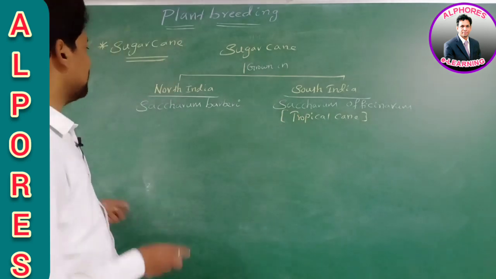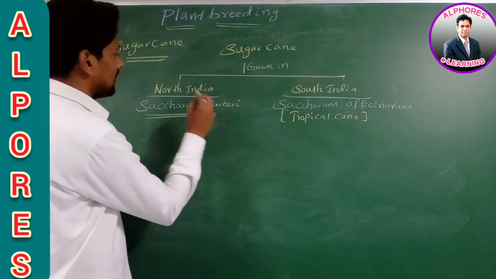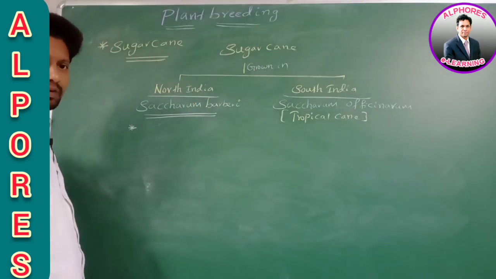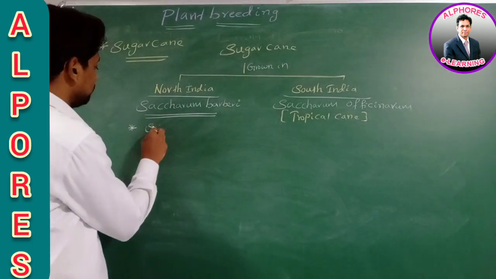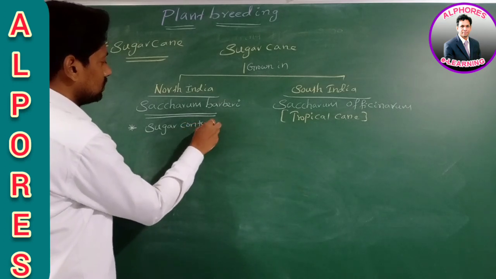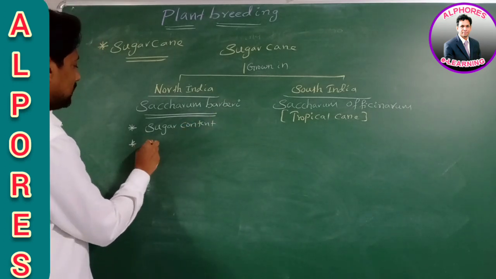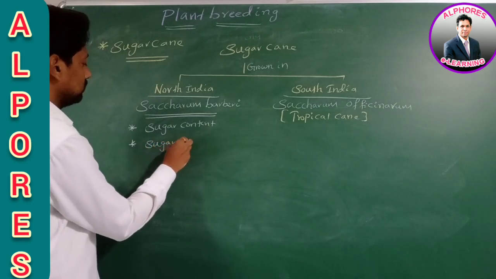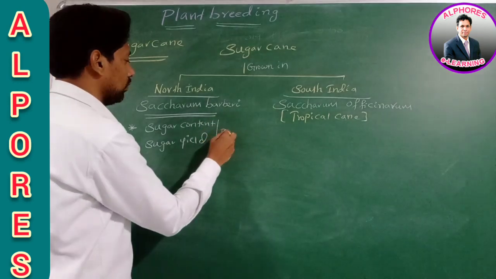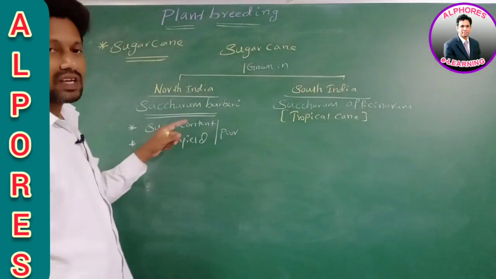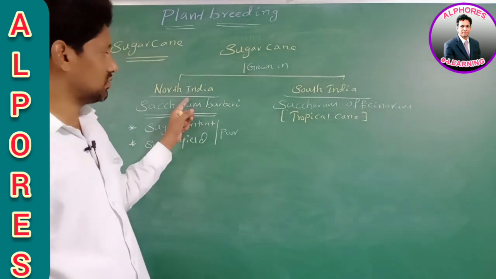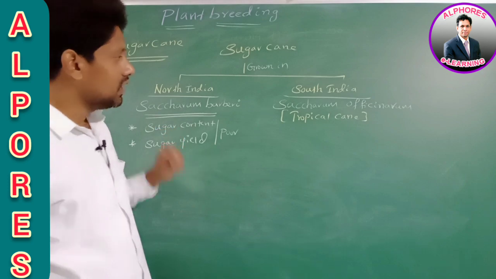Now listen here. First we are going for Saccharum barberi. In this Saccharum barberi, sugar content and sugar yield both are poor. It means it has less sugar content, so automatically the sugar production will be less from this one. That is Saccharum barberi. Now go for number 2.